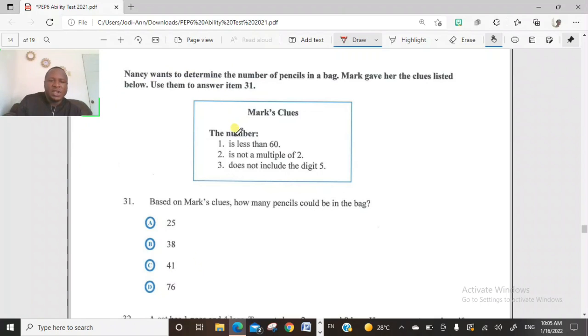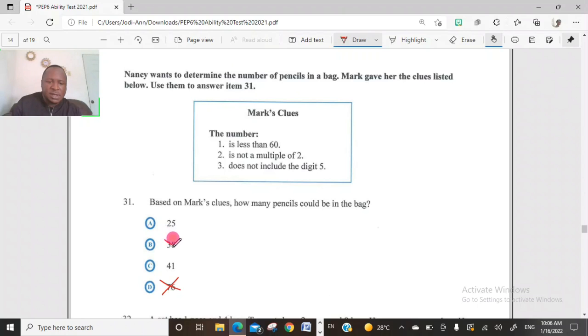All right, so it says the number is less than 60. So if the number is less than 60, we know that D could not be an answer. So we cross out 76. You have to use the elimination method for this now. All right, it is not a multiple of 2. So if it is not a multiple of 2, 38 is an even number.